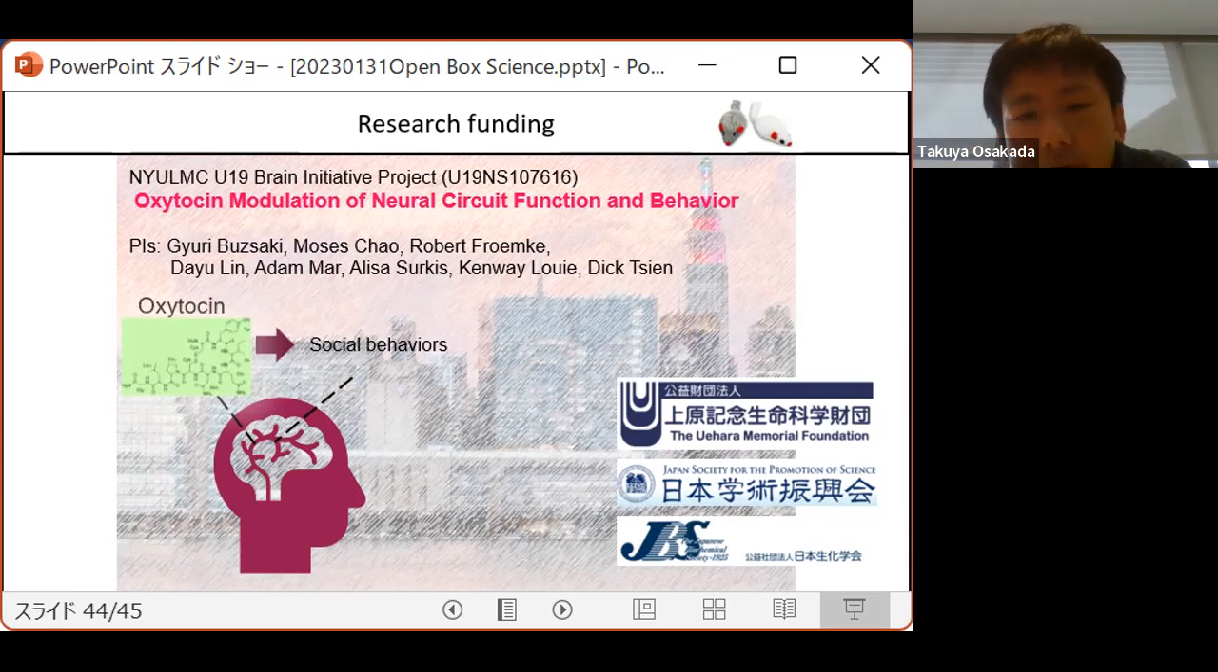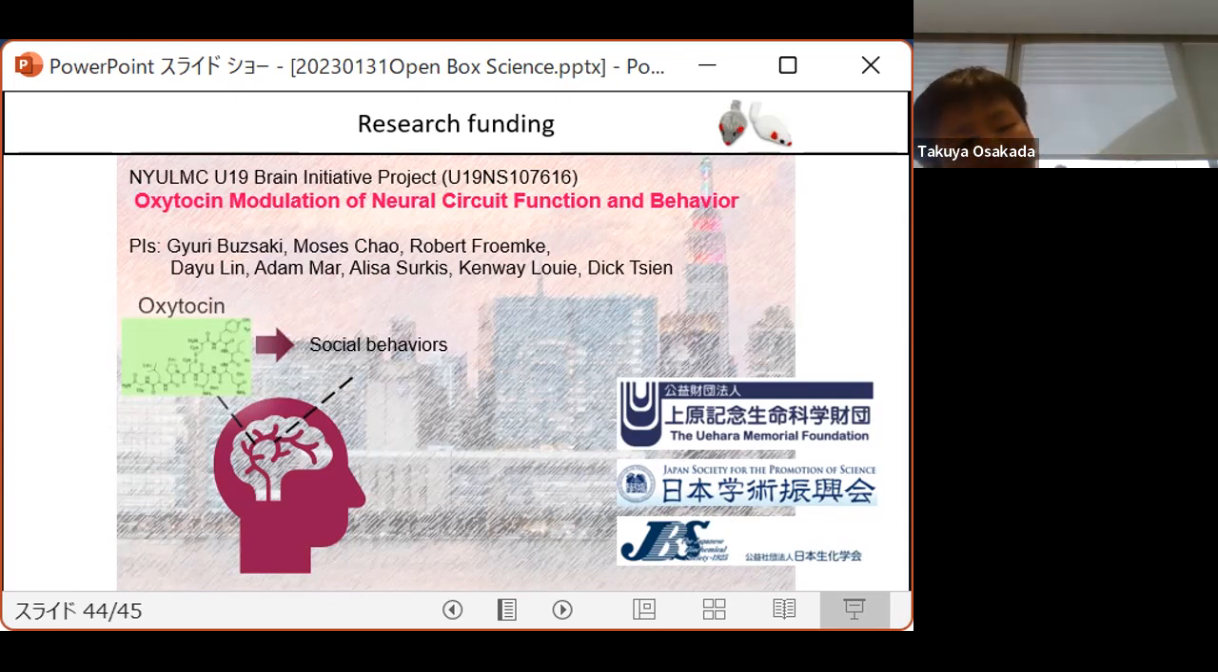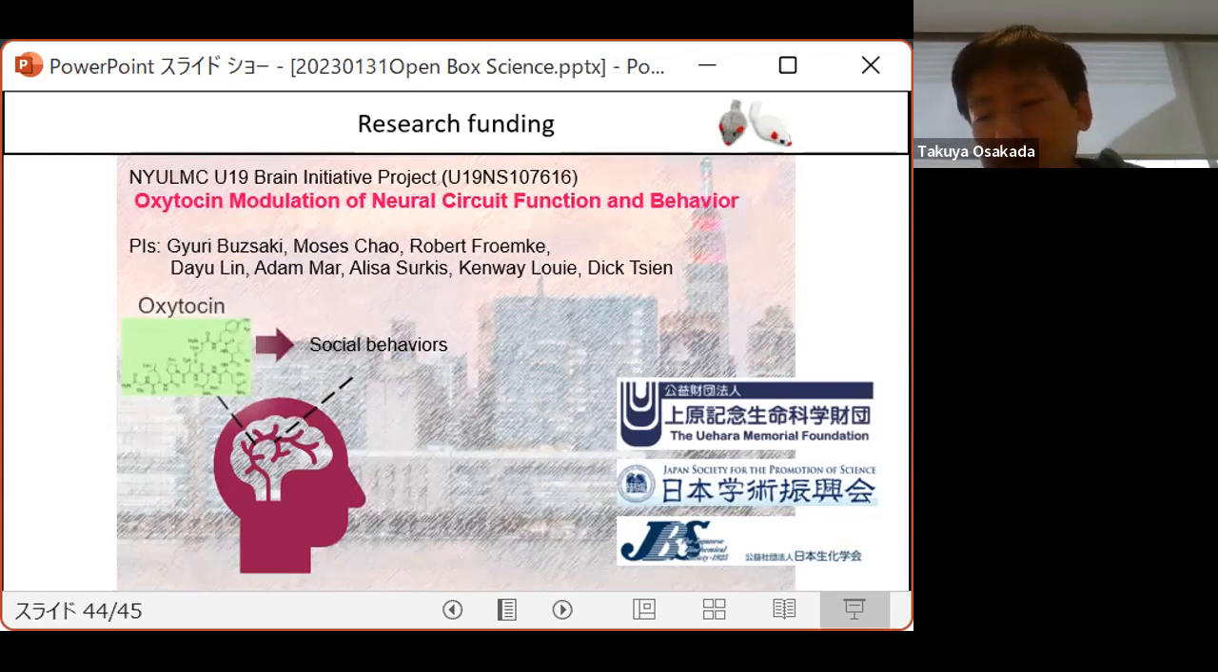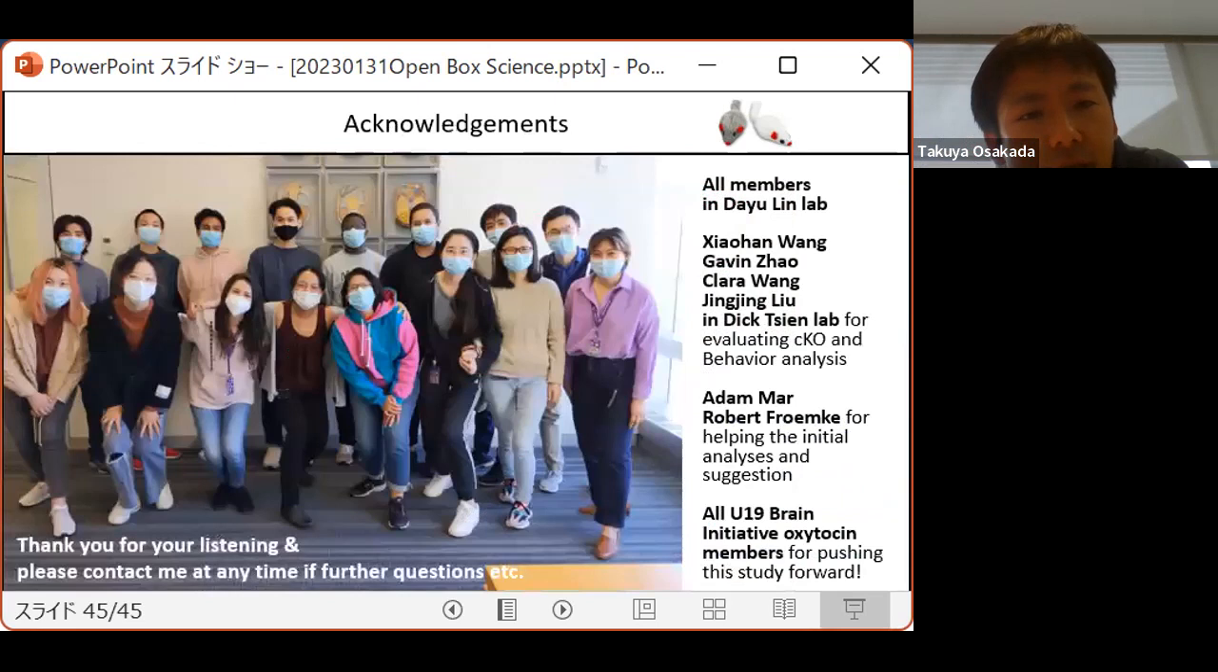So yeah, these big funding are supporting these studies, and initially there was a question why oxytocin, so a couple of studies are running because of this funding. And also I want to say thank you for my private funding from a Japanese organization.